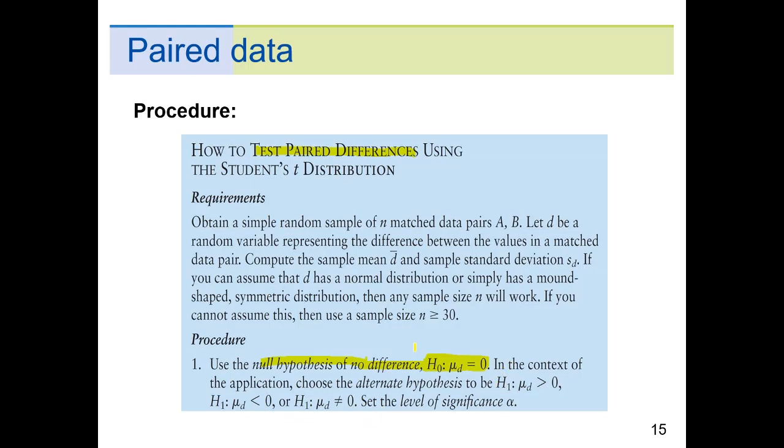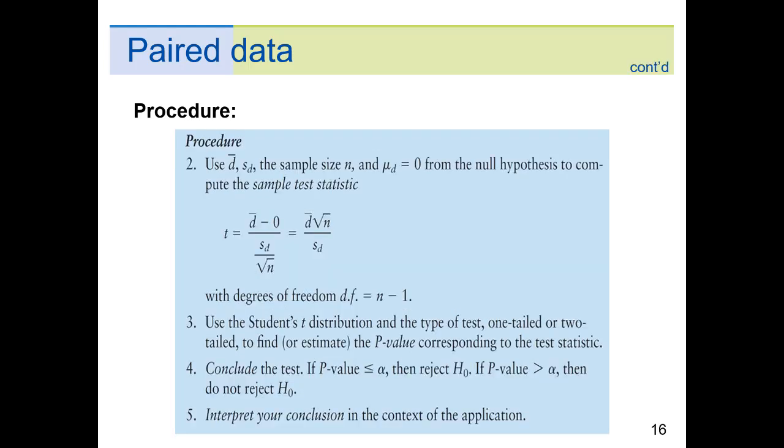We also at this stage set our level of significance, alpha. Then we find t-scores. We're going to find those using the calculator. We're going to find the p-value that corresponds. And then we conclude the test just as we've done previously. If the p-value is less than or equal to alpha, we reject the null hypothesis. If the p-value is greater than alpha, then we do not reject the null hypothesis. And then we interpret our conclusion.